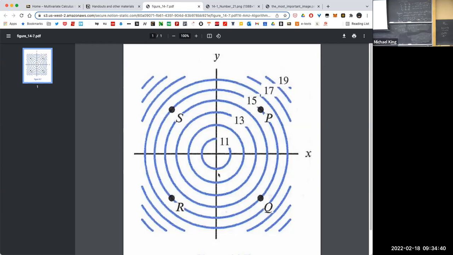So maybe it's worth just drawing some of this on the board, to give some examples. You can read the sign or even estimate partial derivatives. I'll talk about estimating them in a second from a contour map.